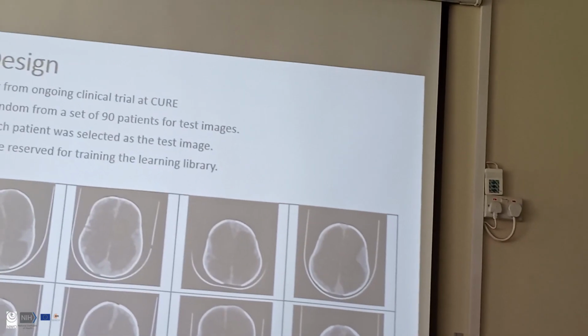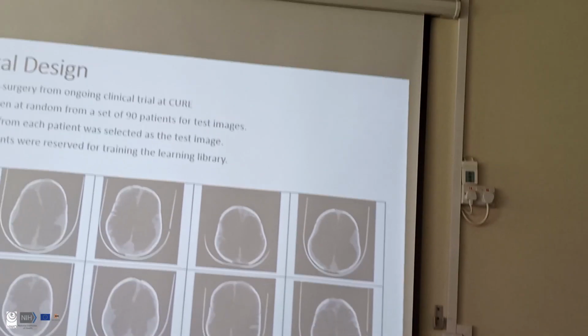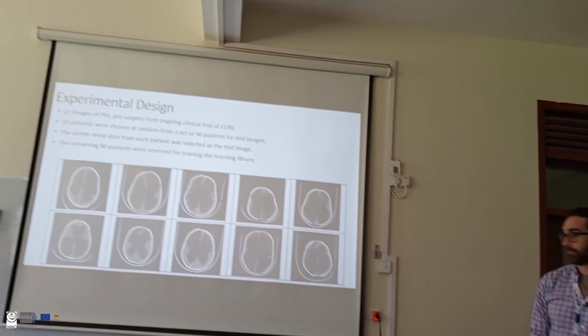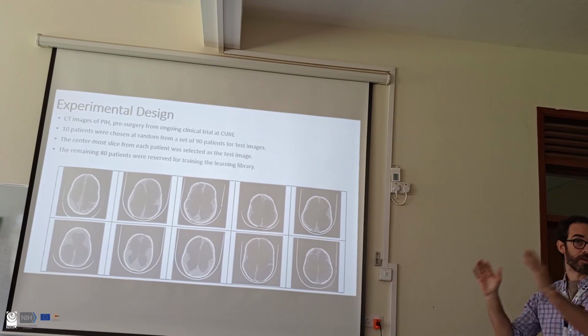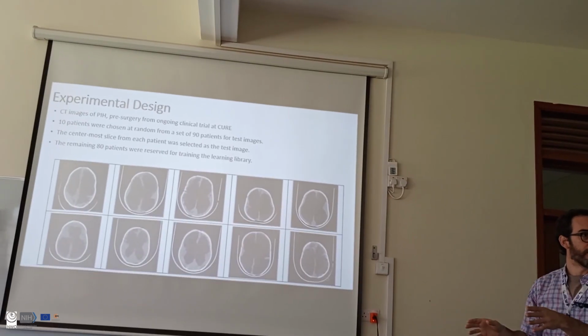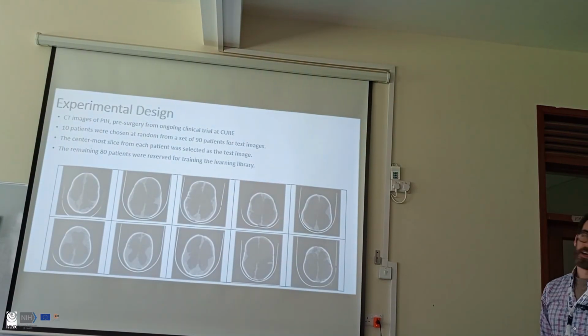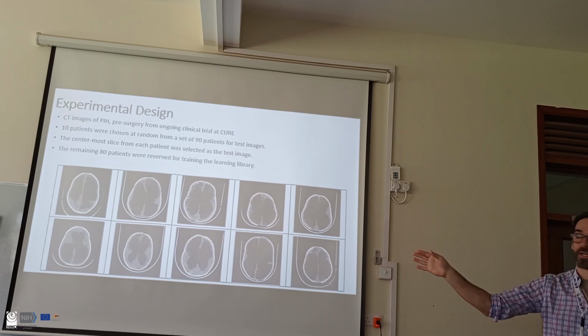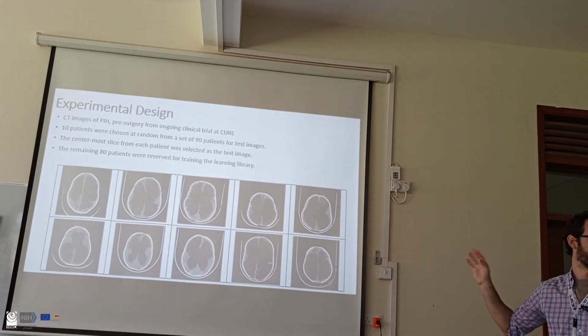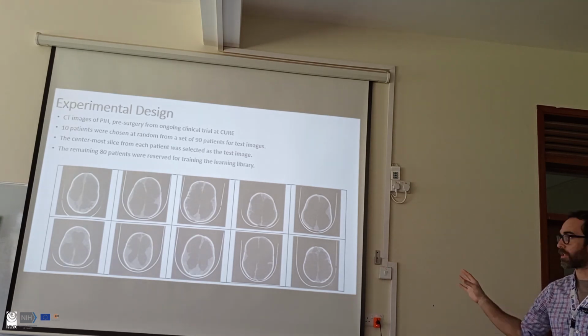So for the experimental design, we had 90 different patients we could pull from. We took 80 of those patients and made those our training images. So we were going to build and train our deep learning network on these images. And we kept these 10 that I'm showing you right now as the test images, right? You always want to separate your test images from whatever you train on when you're doing machine learning.